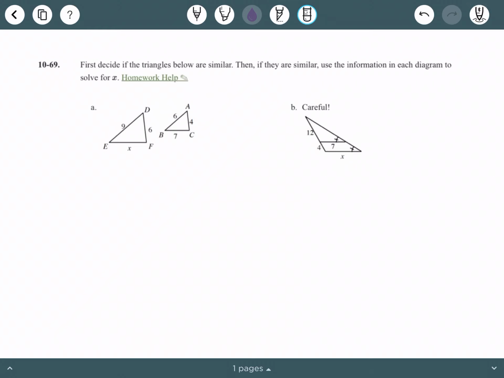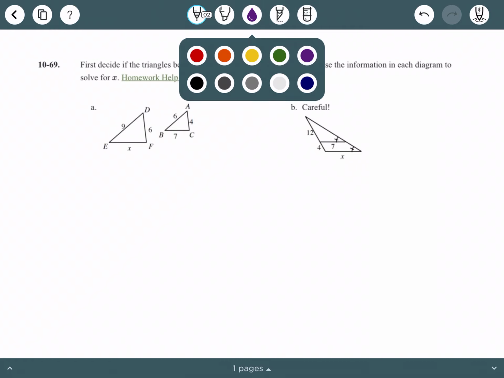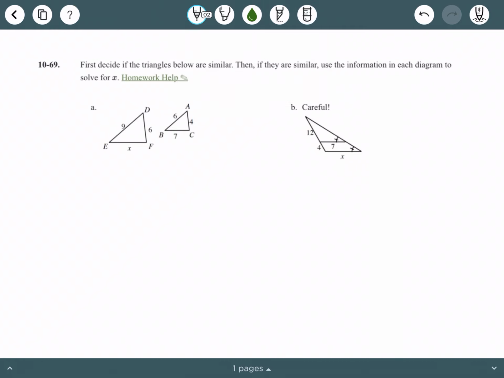All right, 1069. First, decide if the triangles below are similar. Then, if they are similar, use the information in each diagram to solve for x. All right, so let's go ahead and take a look at this first pair here.